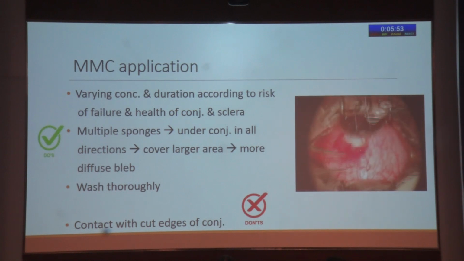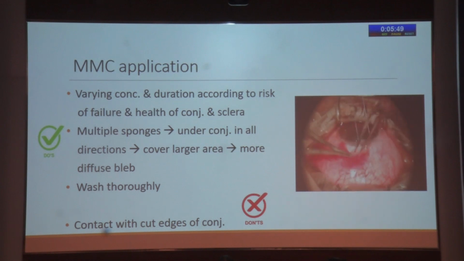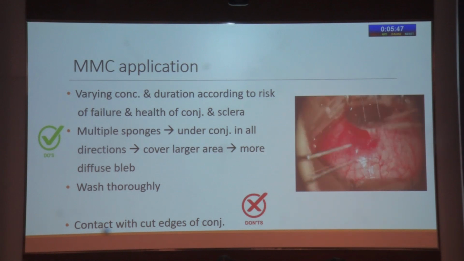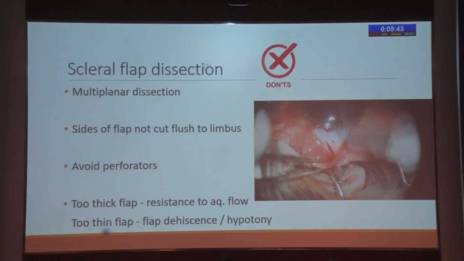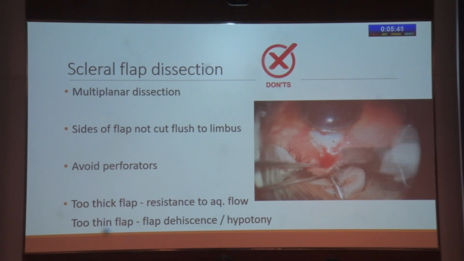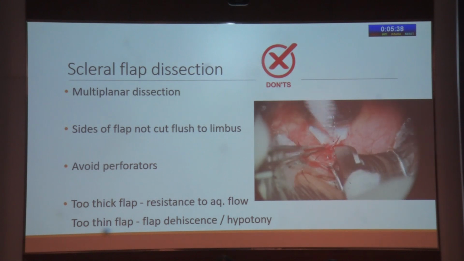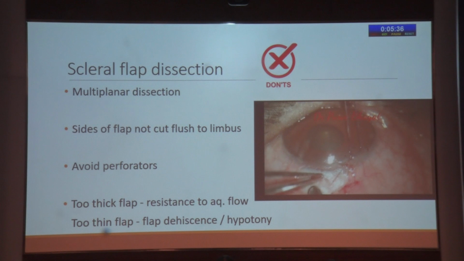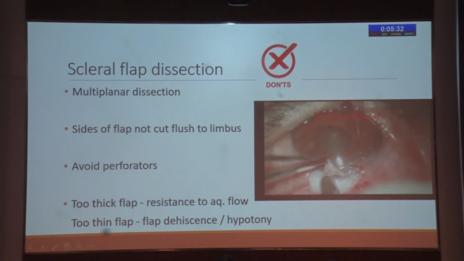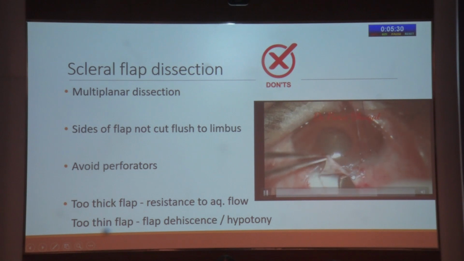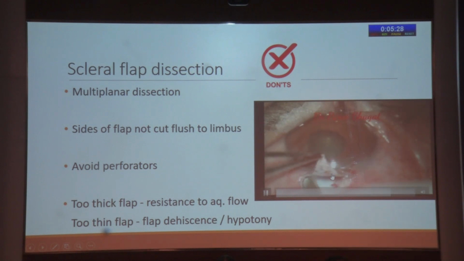And while the MMC sponges are lying inside, see that they do not stay in contact with the cut edges of the conjunctiva, because that will again hamper the healing. With respect to the scleral flap dissection, avoid a multiplanar dissection. It should be a very regular, smooth, uniplanar dissection, swiping from one end to the other. The sides of the flap should also not be cut flush to the limbus. See that the sides remain a little posterior.